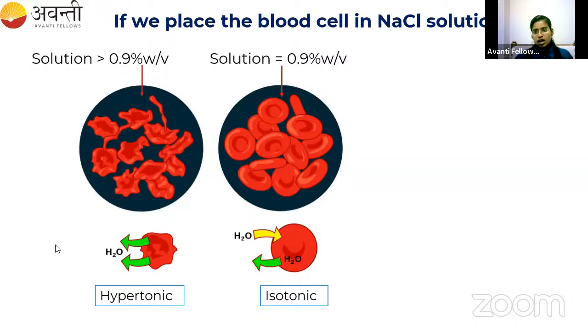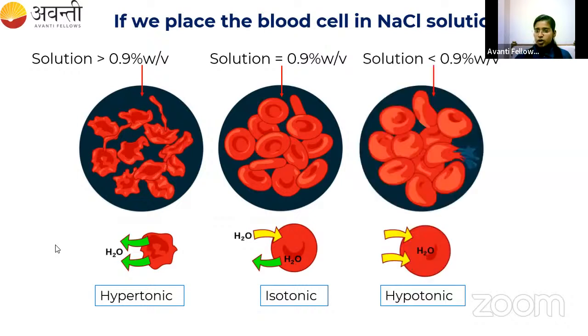And in the third case, if the solution concentration is less than 0.9 percentage, then what happens? The water molecules which are present outside this blood cell will go and enter into the blood cell and the blood cells will get bulged out. Then it is called hypotonic.